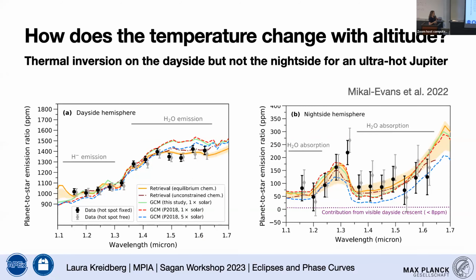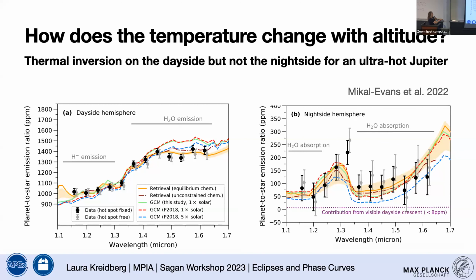So here are some exciting results on temperature structure. This is nice work from Tom Michael Evans, where he observed a phase curve of an ultra hot Jupiter and measured the temperature profile on the day side and the night side. And here on the left, you can see the day side emission spectrum. This corresponds to a feature from water. And you can see that this feature is in emission. So the planet is hotter here in the water absorption band.